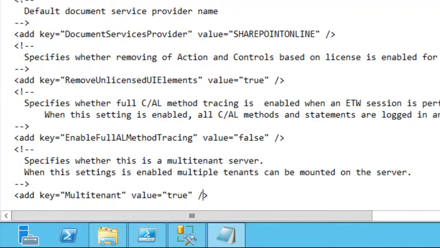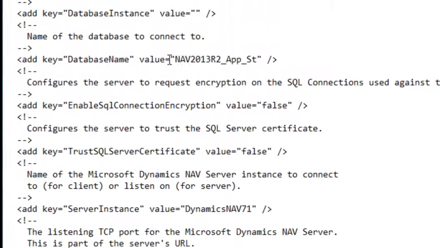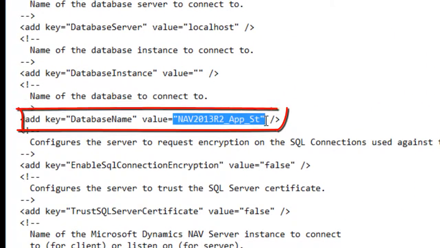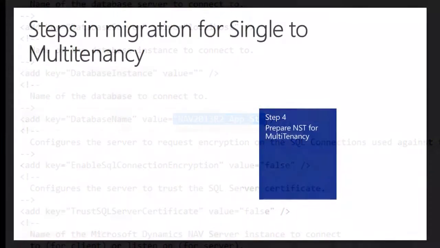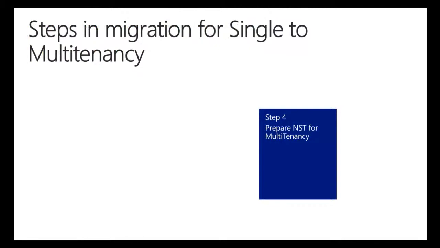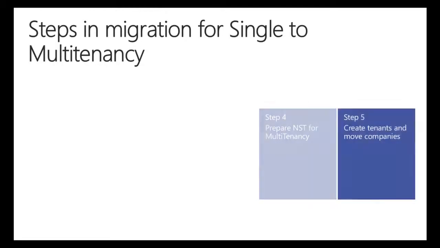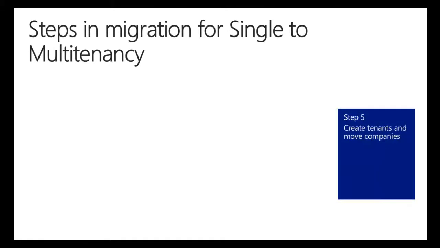Now, what it did by mounting the application database, it filled in the application database name into the database name key. Now all is ready. We prepared our NST, the application is mounted. Now the NST is running in multi-tenant mode. Now it only needs tenants for me to be able to log into a company. So let's create our tenants and move our companies to it.